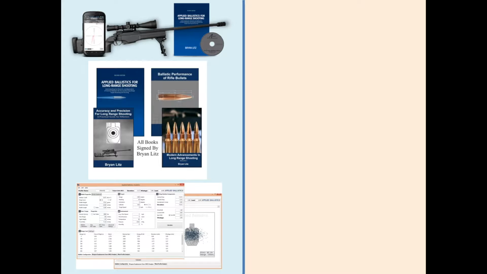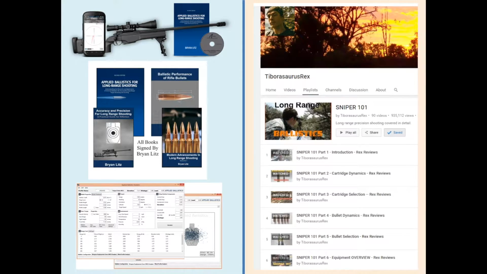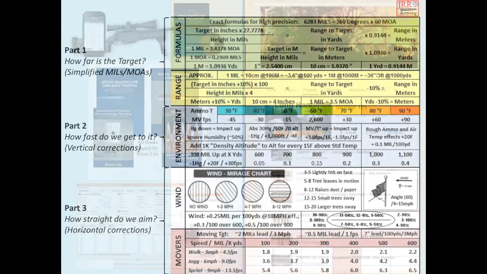I recommend, for a more in-depth view, to look into the work of Brian Litz. He's a ballistician for Berger Bullets, and he has some excellent applications and software. Or for an in-depth look at all the things related to long-range shooting, you can check out the Sniper 101 series by Tiborosaurus Rex, which you can find here on YouTube. It's an excellent resource for long-range shooting, extremely detailed.